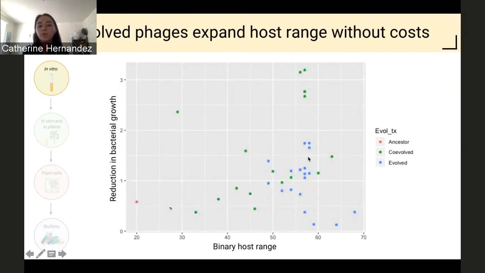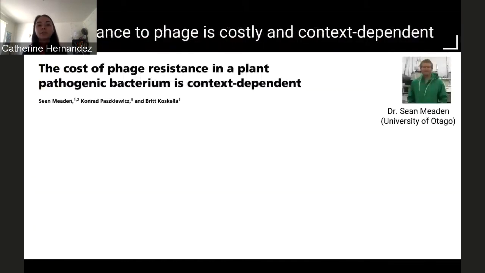All the co-evolved phages can infect more. But we don't see evidence of a negative relationship between host range and the ability to reduce bacterial growth. And so it doesn't seem like we're seeing a trade-off, but the phages have expanded their host range. So it kind of looks like an arms race, maybe without cost. But like I said, this is a short-term project, so maybe something would be different if we expanded those dynamics out for longer.